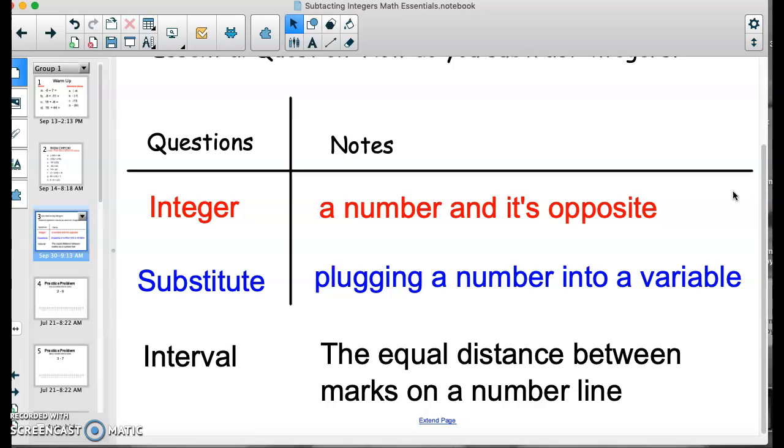Substitute. Substitute is when we plug a number into a variable. So like you've been solving, I believe last week you had A plus C. So if A was 2 and C was 3, you're substituting the numbers in for those letters to solve the equation. And then finally, the last one, the third one, is interval. The interval is just the distance between marks on a number line. So if we go from 1 to 2 and 2 to 3 and 3 to 4, the interval is always 1.